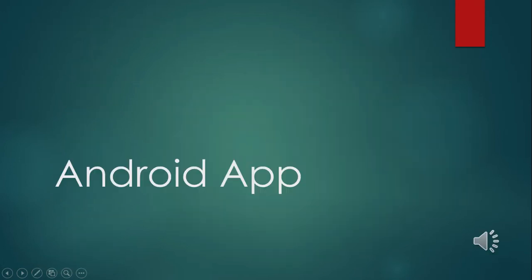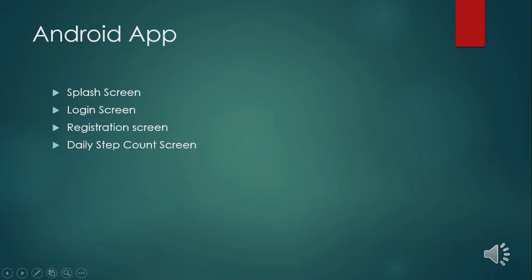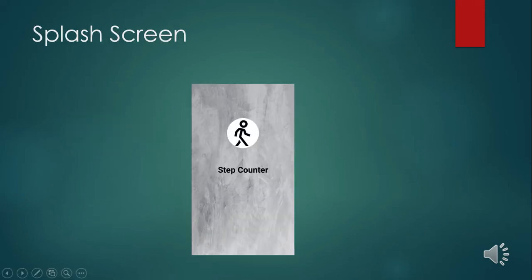Hi, this is Jaykumar Vinayakamurthy. I'm going to walk through the list of screens in the Android app. The Android app has a splash screen, login screen, registration screen, and daily step count screen. This is the splash screen. This is the very first screen, which displays once you open the app, and it shows for 2 seconds. Programmatically, we can change the number of seconds to be displayed.